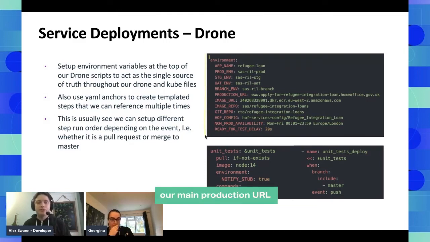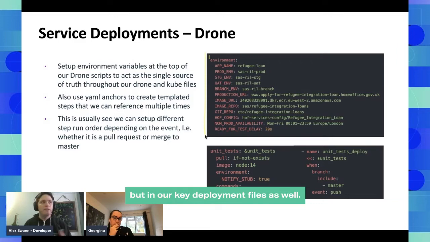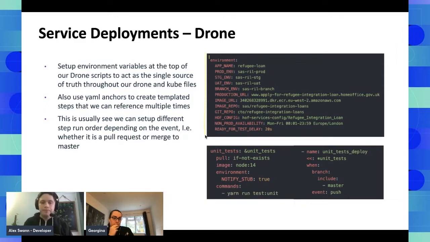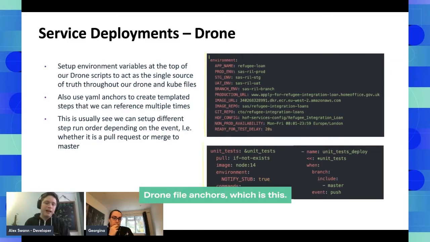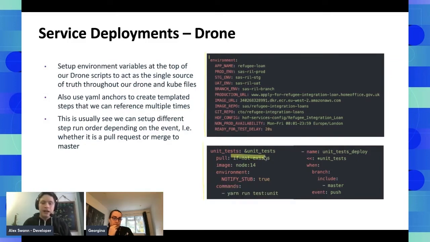At the top of our Drone file, we set up environment variables for our namespaces, our main production URL, where our Docker images are stored, because a lot of that information tends to be referenced, not all the time, but more than one place, not just in our Drone file, but in our Kube deployment files as well. And I'll show you an example of that in the next slide. But also, we've implemented in our Drone file anchors, which is this.